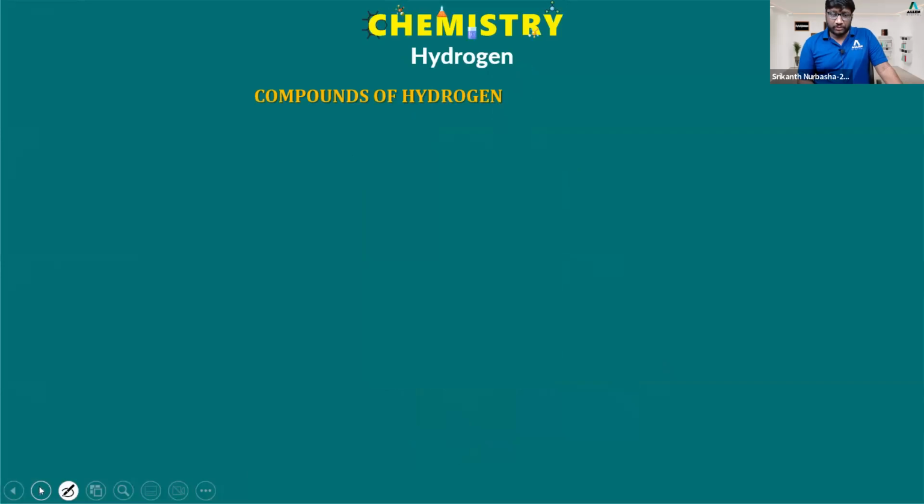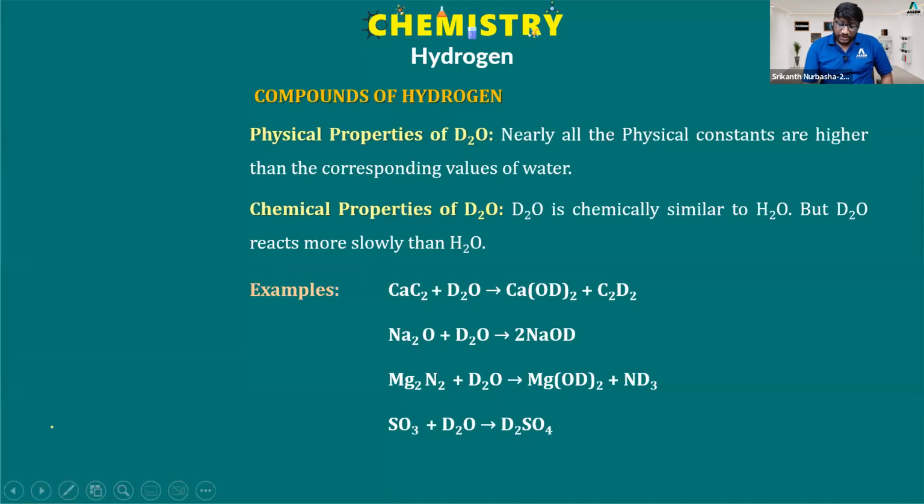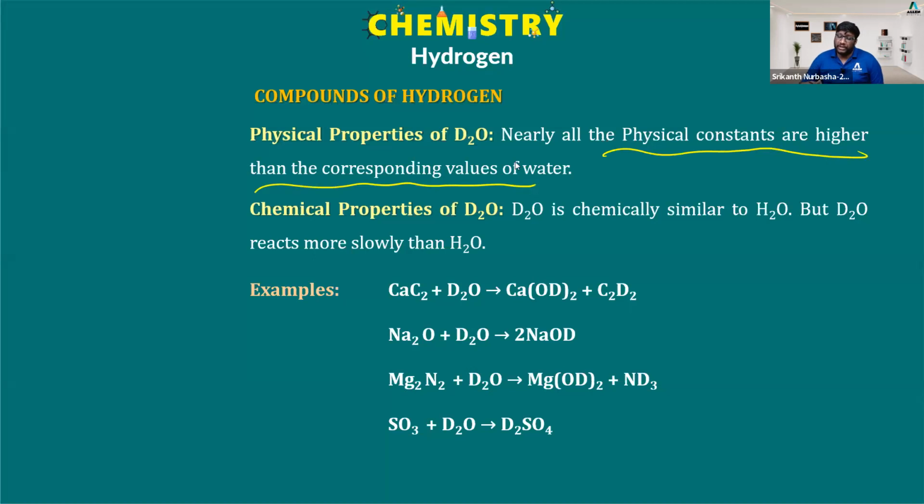Compounds of hydrogen. In that, we have heavy water D2O. Let us look at the physical and chemical properties of heavy water. Nearly all the physical constants of D2O are higher than the corresponding values of water, except the movement. Movement is weaker because of heavy mass. Chemical properties of D2O: D2O is chemically similar to H2O, but D2O reacts more slowly than H2O, due to stronger OD bonds.